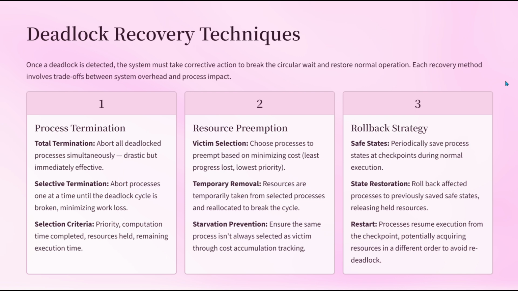Second, resource preemption. Here we temporarily take resources away from certain processes to free them up for others. We can carefully select the victim process to minimize the overall cost and make sure no single process is unfairly targeted repeatedly. This helps prevent starvation. So each of the methods has its trade-offs between performance, fairness, and data consistency. So the choice depends on the system's requirements.